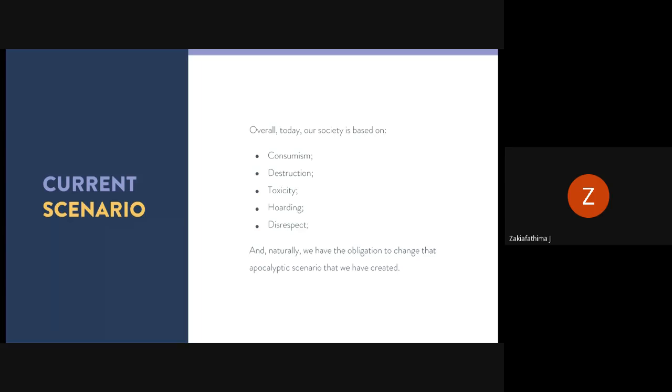Today's society is so much based on consumerism, destruction, toxicity, hoarding, and disrespect of materials. Consumerism is we only consume all the materials. We don't give back to the environment. We do not give back to the industry. We do not give back to the producers, manufacturers. We get something, we consume it, and we go on.